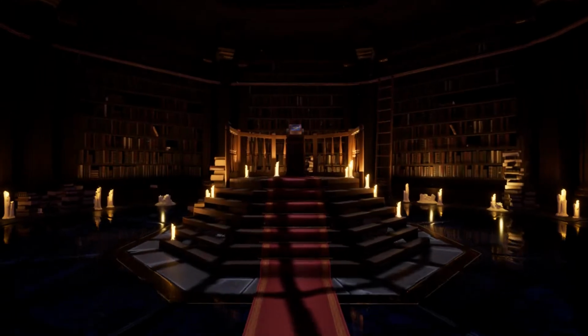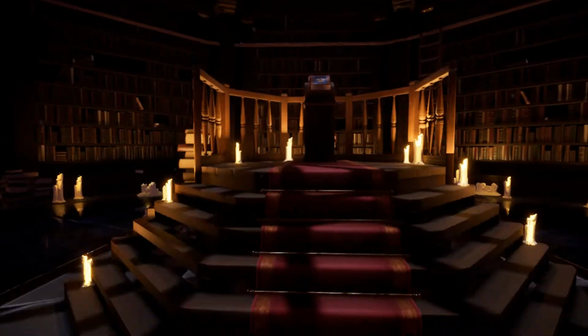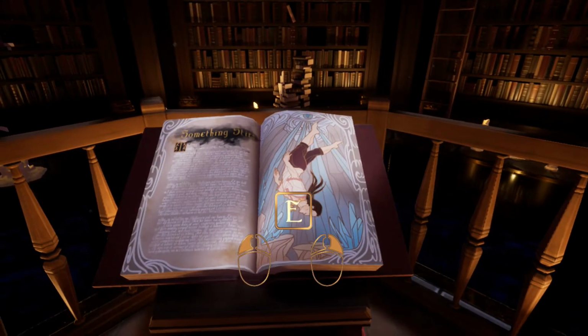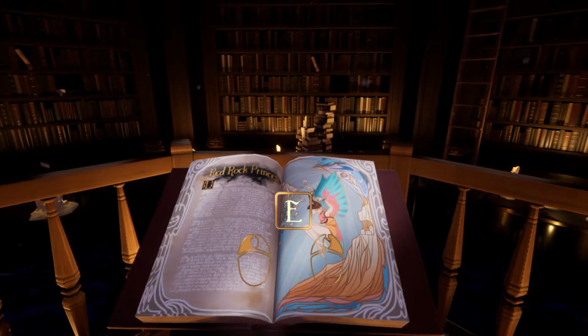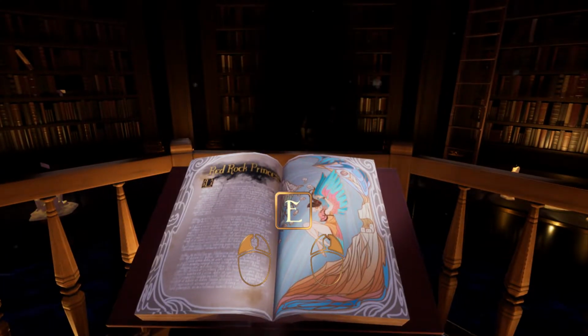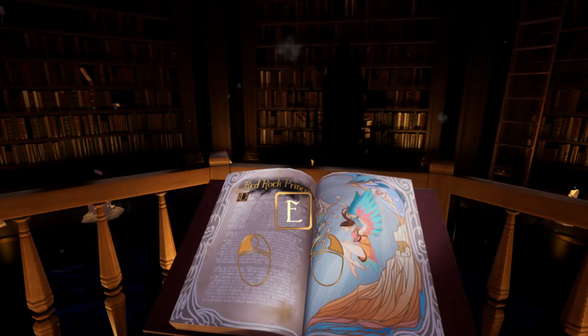That was a dream. We just experienced a dream. Yeah, that's another loading screen with a black PNG behind her. That's not okay. So you unlock pages one by one. Red Rock Princess.